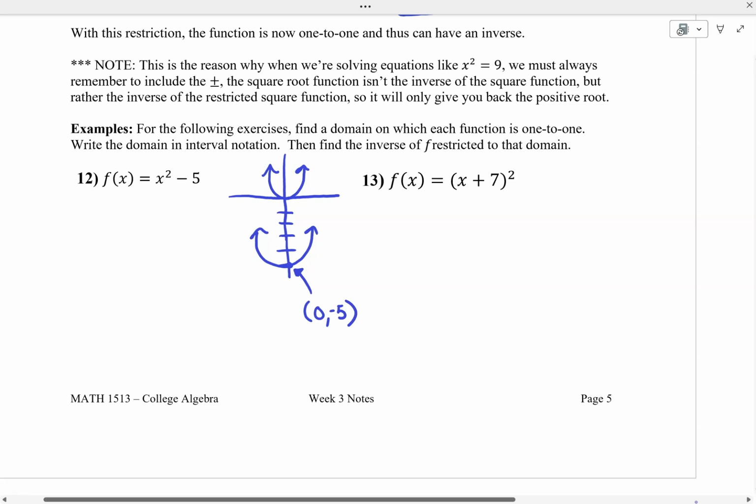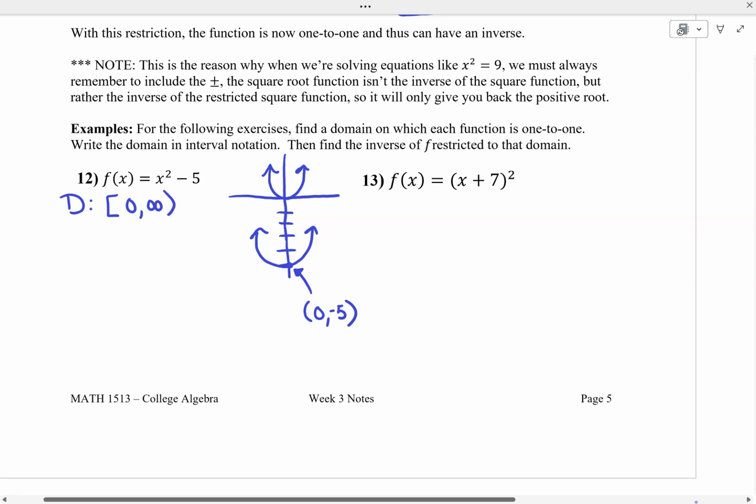So notice this is kind of like the parent function. I didn't move it up, down. I mean, I did move it down. I didn't move it left and right. So I didn't change any of my x values. So because of that, my domain will be 0 to infinity. That is what my restriction would be.